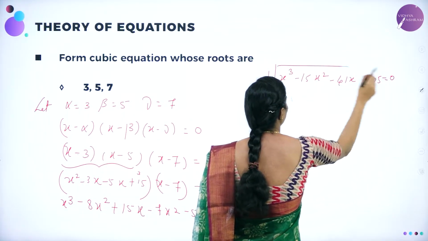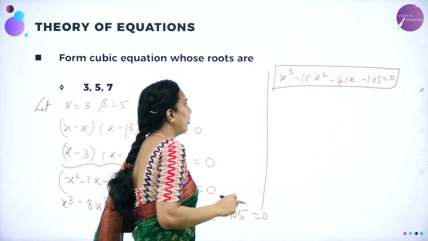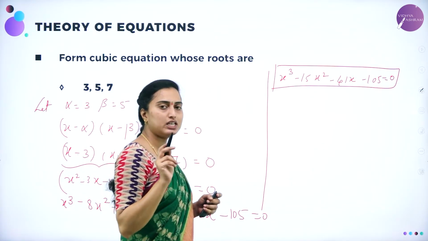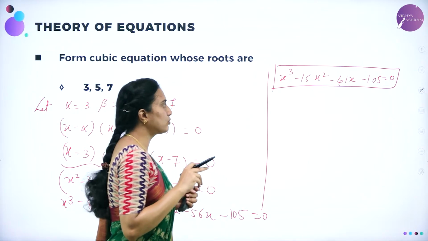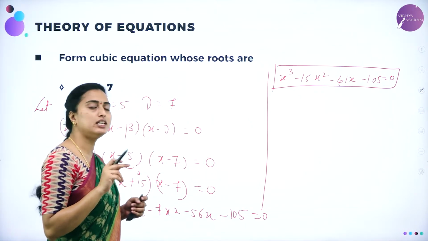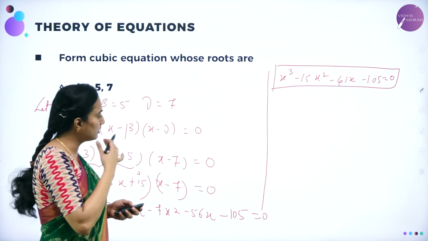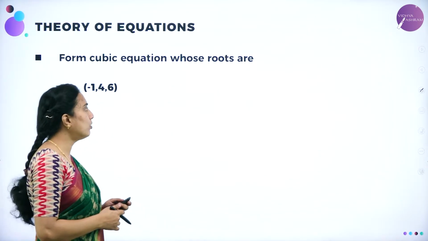So this is called the cubic equation, which is in the form of ax cube plus bx squared plus cx plus d equal to 0, where a is 1, b is minus 15, c is minus 41 and d is minus 105. I hope you got this one, how to solve. Now we'll move on to the next one.